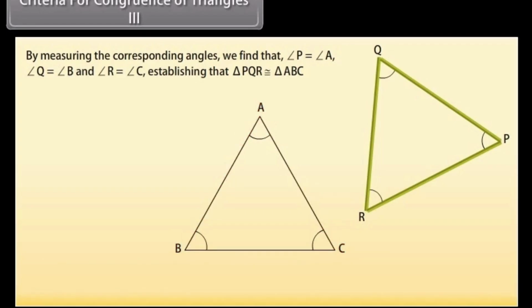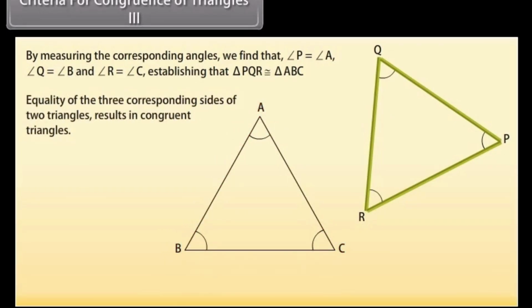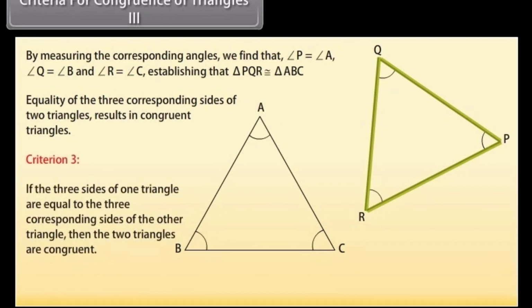This means that equality of the 3 corresponding sides of 2 triangles results in congruent triangles. Thus, we have Criterion 3. If the 3 sides of one triangle are equal to the 3 corresponding sides of the other triangle, then the 2 triangles are congruent. This is referred to as SSS, the side-side-side congruence rule.